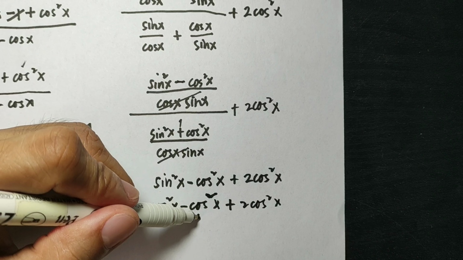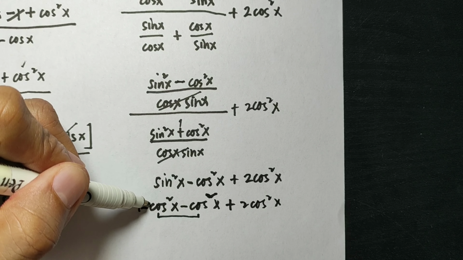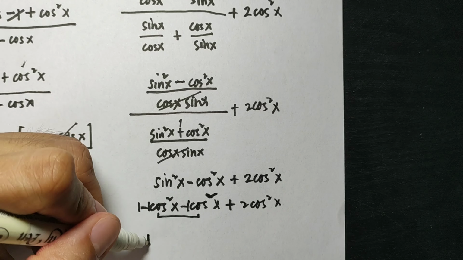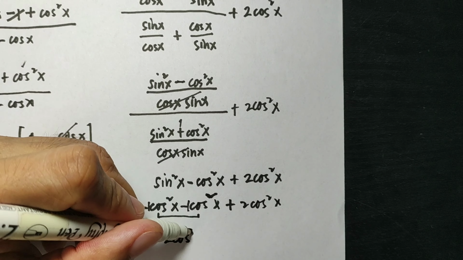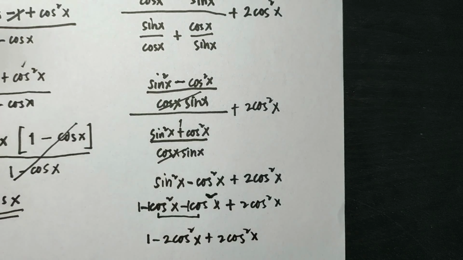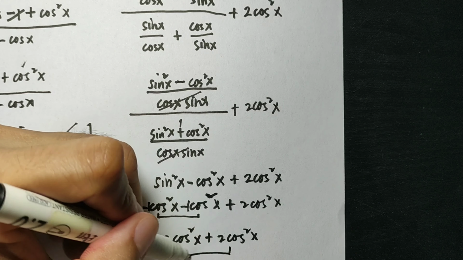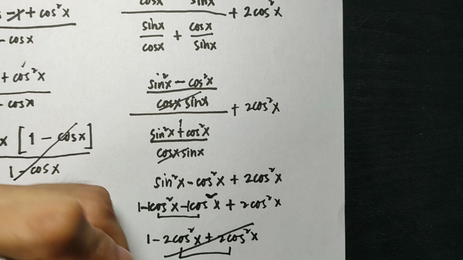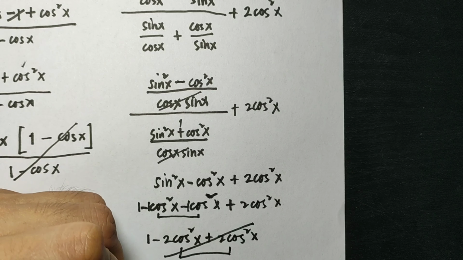So combining these two, there is an imaginary 1 here and also in here. So negative 1 minus 1 is negative 2 cosine square x plus 2 cosine square x. So combining these terms, this will give us 0 and the remaining term will be 1. And this is now the answer.